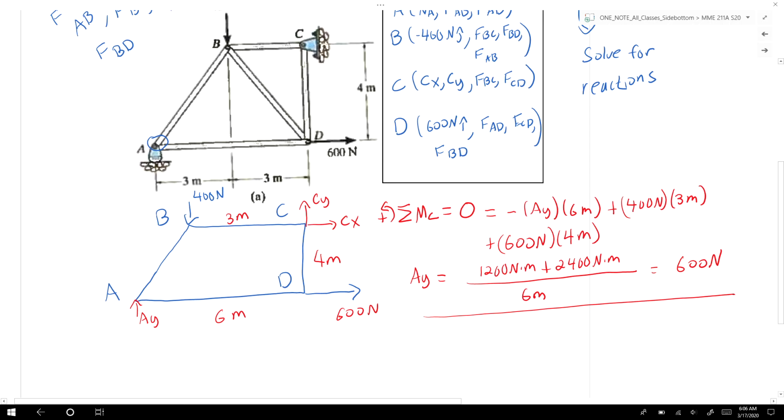So what we can do here is say the sum of all the forces in the x direction is equal to 0. In this case, if we do that, we end up just getting the 600 Newton force minus Cx. Right? So we'd end up getting Cx would be equal to 600 newtons.